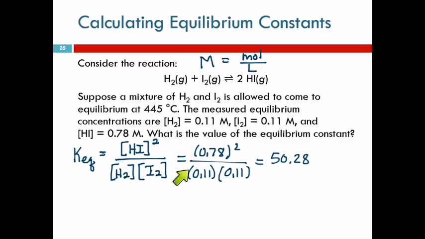Each of the values here had 2 significant figures, so we should round this to 2 significant figures. 50.28, that's acceptable, but 5.0 times 10 to the 1 is better. That's the equilibrium constant for this particular equation. There's not going to be units.